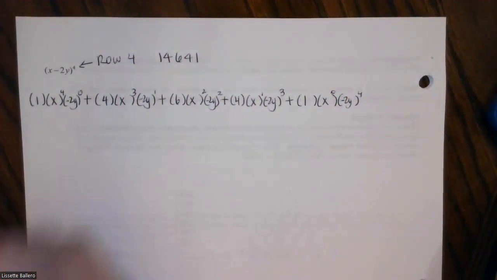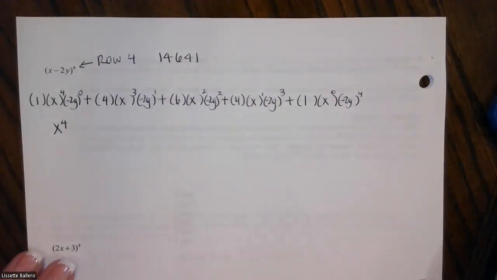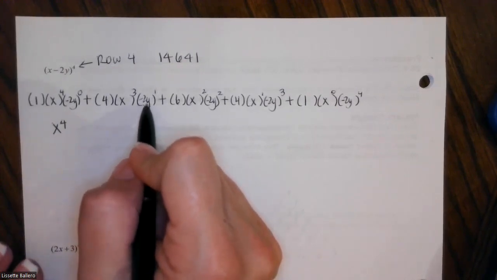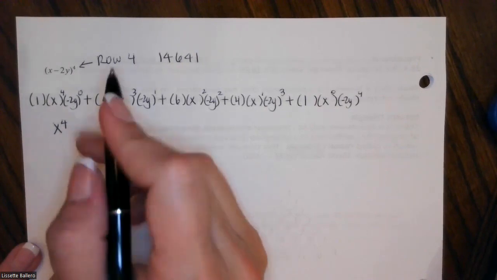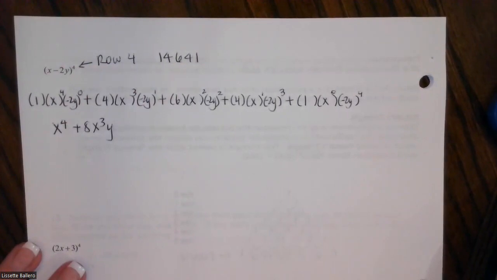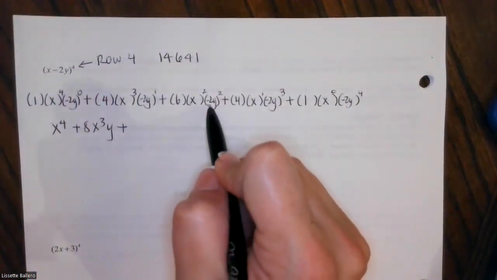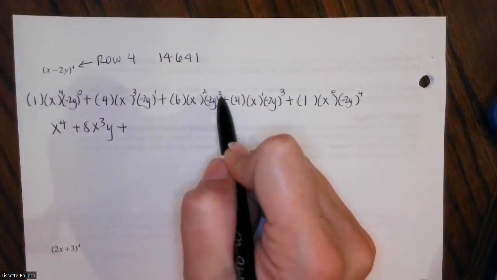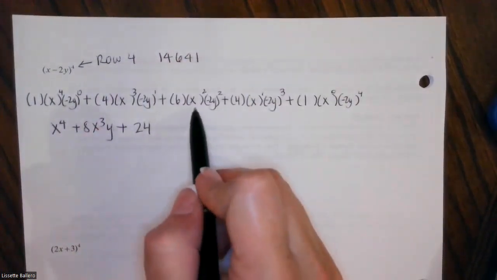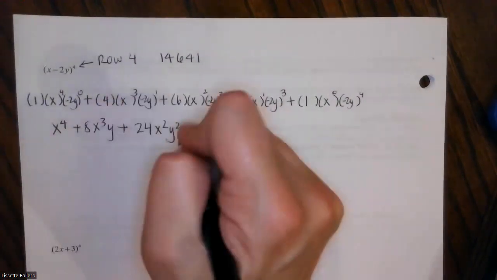Now we're ready to simplify. Anything to the 0 power is 1, so this first term is just going to be x to the fourth. In this second one, I've got negative 2y to the first power, so that's just negative 2 times a positive 4 gives me a negative 8, and then we've got x cubed and y. For our next term, we are going to take negative 2y and square it. Negative 2 squared is a positive 4 times 6 is 24, so that's going to be the coefficient there. And then I've got an x squared and a y squared.